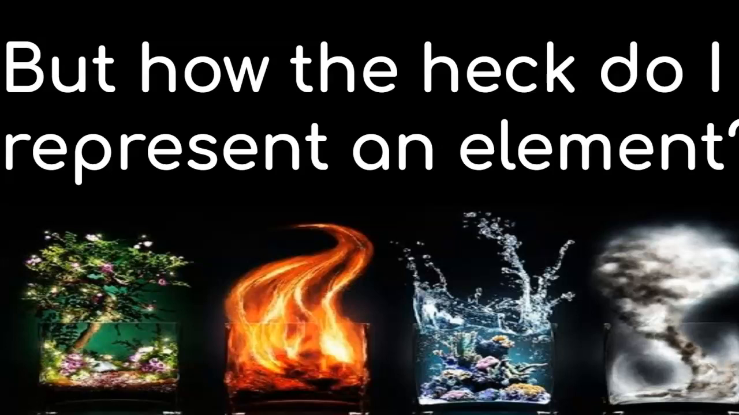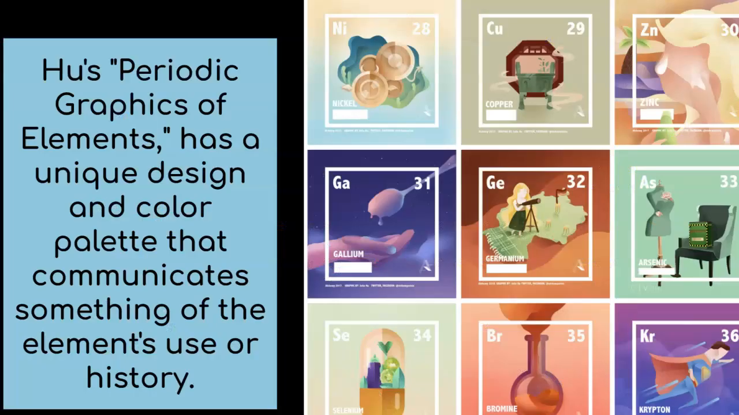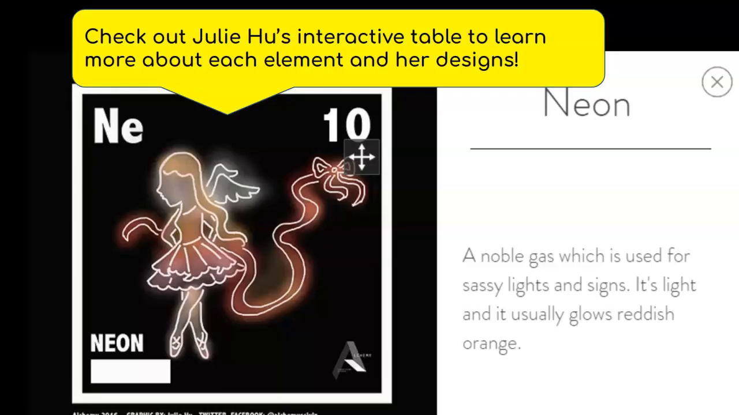But how the heck do I do this? Remember, there's a lot of room for interpretation. Here's an artist, her name is Julie Hugh, and she remade the periodic table into a colorful work of art. She's a graphic artist, and she researched each element, came up with a color palette and a design that communicates something about the element's use or its history. Check out Julie Hugh's interactive table to learn more about each element and her designs. I'll include that in our resources folder.